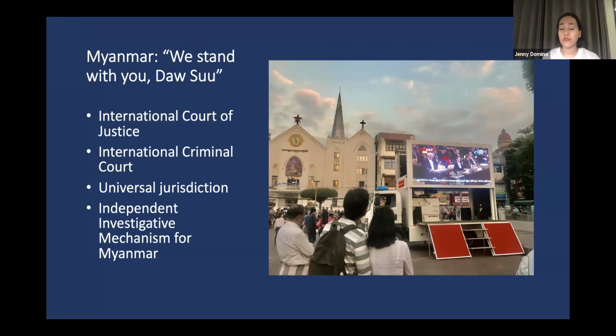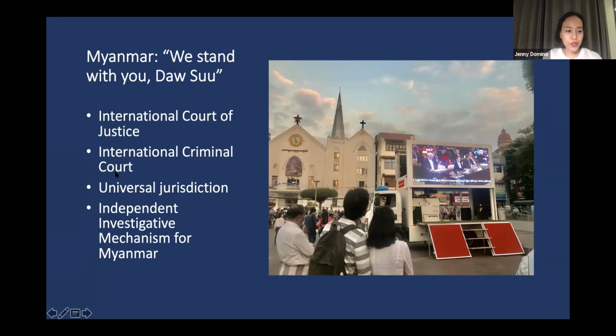recommending investigation for possible international crimes committed in various parts of Myanmar, not just in Rakhine State and not just pertaining to the Rohingya. The IIMM continues the work of the FFM by collecting, consolidating, preserving, and analyzing evidence of international crimes that have been committed in various parts of the country and which may be used in various criminal proceedings, not just international criminal proceedings before the ICC. So it could be a national court or a regional court, although there's no regional court in Asia.